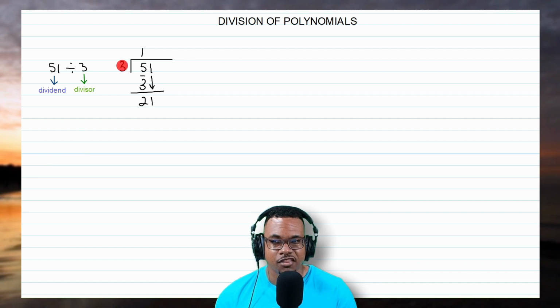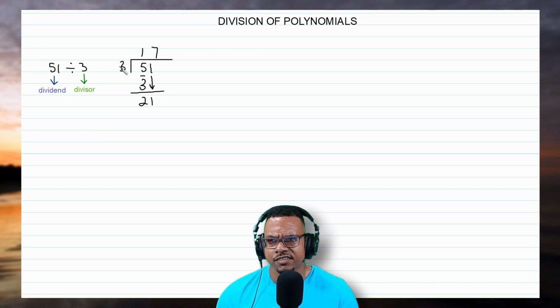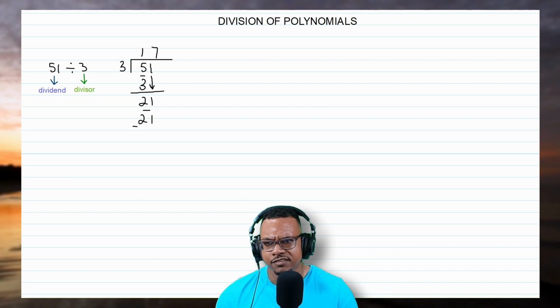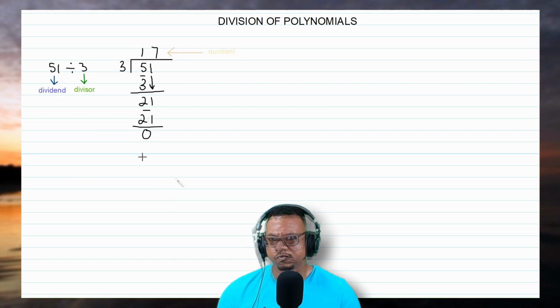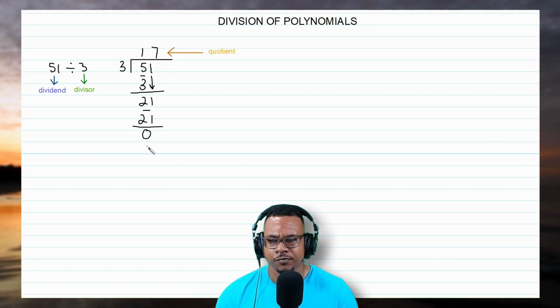Right? So now I'll say 3 into 2. Well, that cannot happen. So I'll have to say 3 into the whole 21. And 3 times 7 is 21. Alright, so we're going to put 7 here. And then we're going to have 7 times 3 is 21. And then we're going to subtract and get 0. One of the points I want you to notice here is that when we divide 51 with 3, I get a remainder of 0, so that's no remainder.